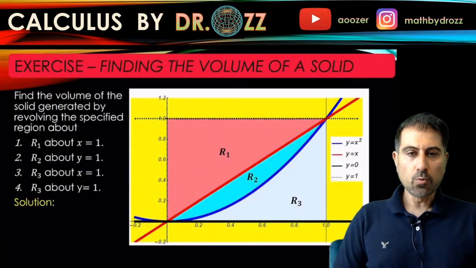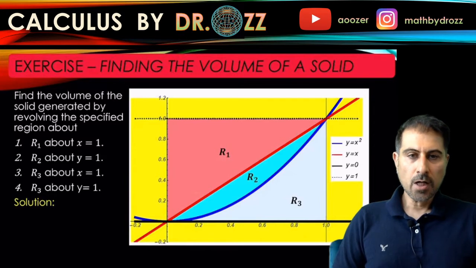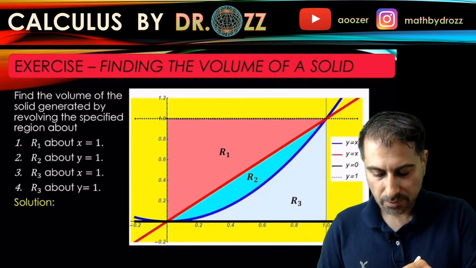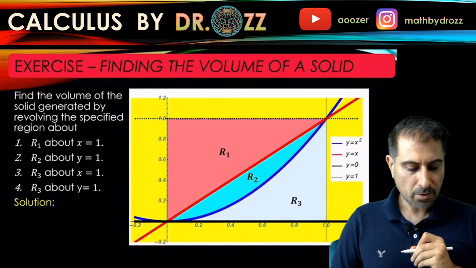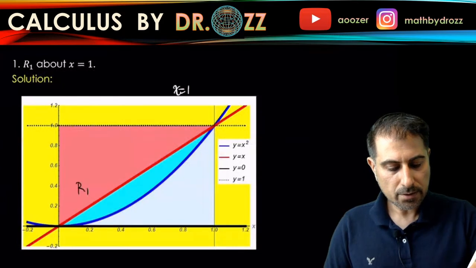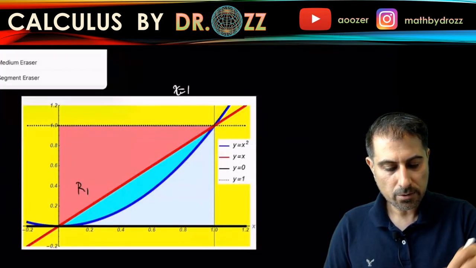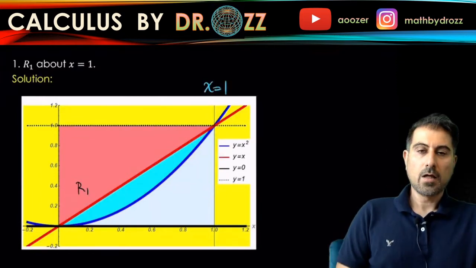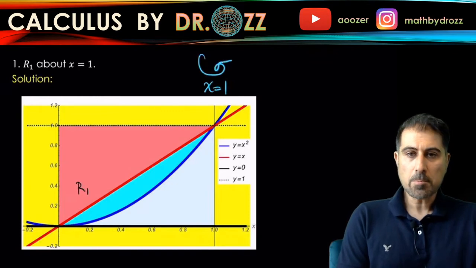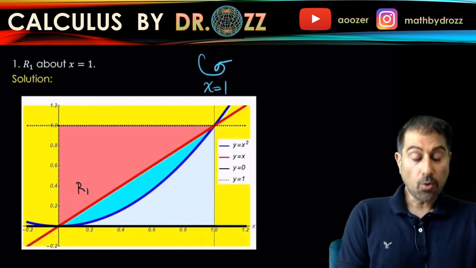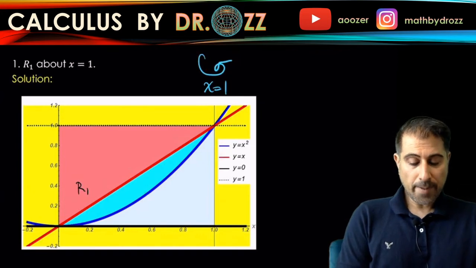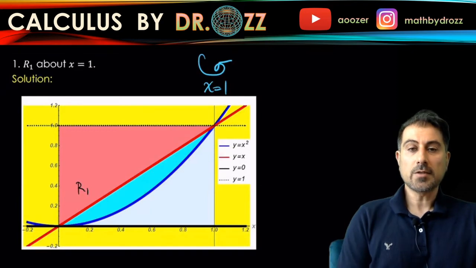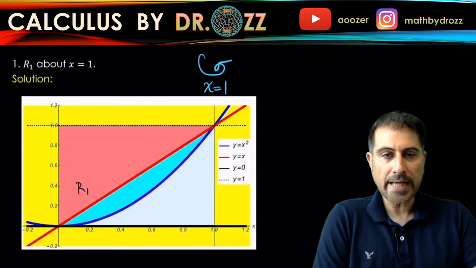So we have R1, the red region, revolved around the x equals 1 vertical line. Okay, so let me just have the cleaner version of this. And here we go. x equals 1 is this vertical line here. Let me just use a different color. Okay. And this is the axis of the revolution. So we're going to use the disc or washer method, but in both methods, we take a slice from the region strictly perpendicular to the axis of the revolution.